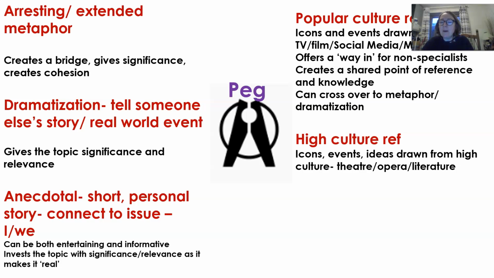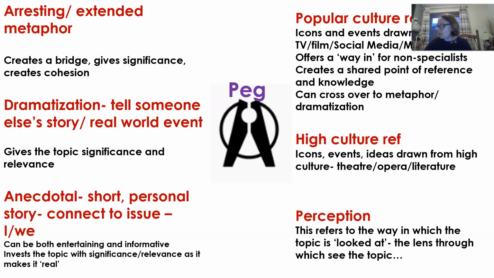We're going to think about some high culture references. In other words, references to icons, events, and ideas drawn from high culture, such as the theatre, darling, opera, literature. And we're going to make sure that we have a clear perception. This means it's referring to the way in which the topic is looked at, the lens through which we see the topic. Now, our perception has to be that of an opinion article. The immediate thing I want you to write down for perception is, if it's an opinion article, it's going to be a personal perception. You are going to be looking through this topic in a very clearly personal and opinionated way.